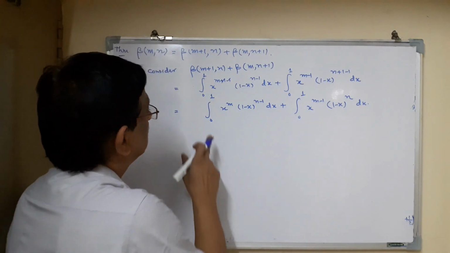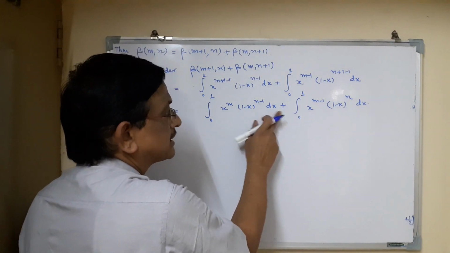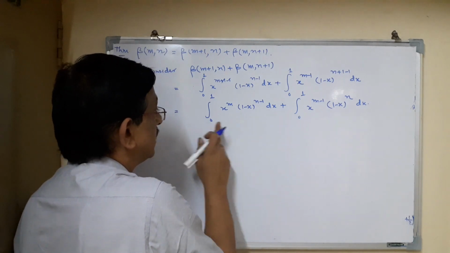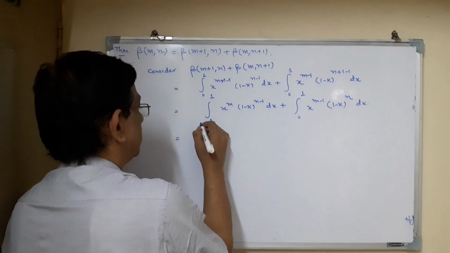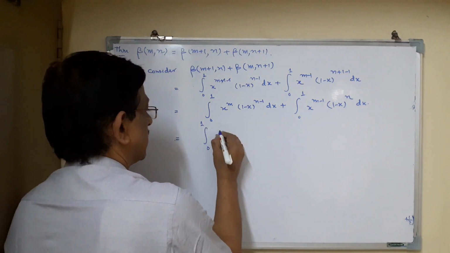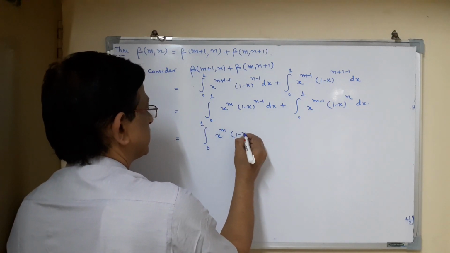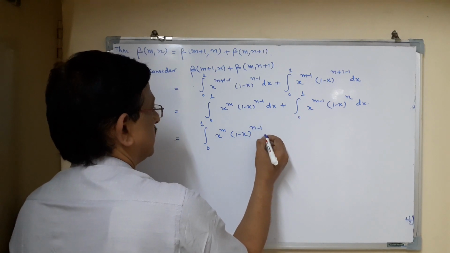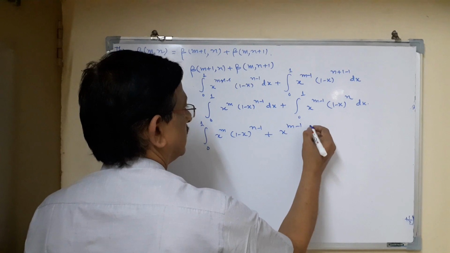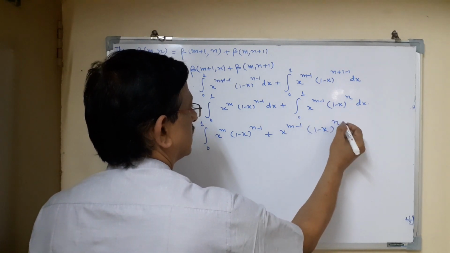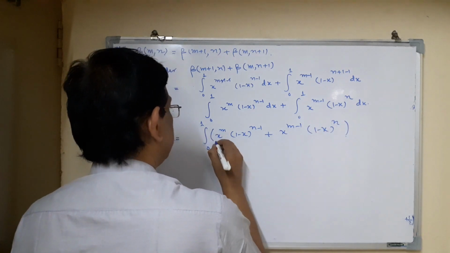Now, this is the sum of two integrals. The limits are 0 to 1, so I can write down under one roof integral 0 to 1 of x power m, 1 minus x power n minus 1, plus x power m minus 1, 1 minus x whole power n, dx.